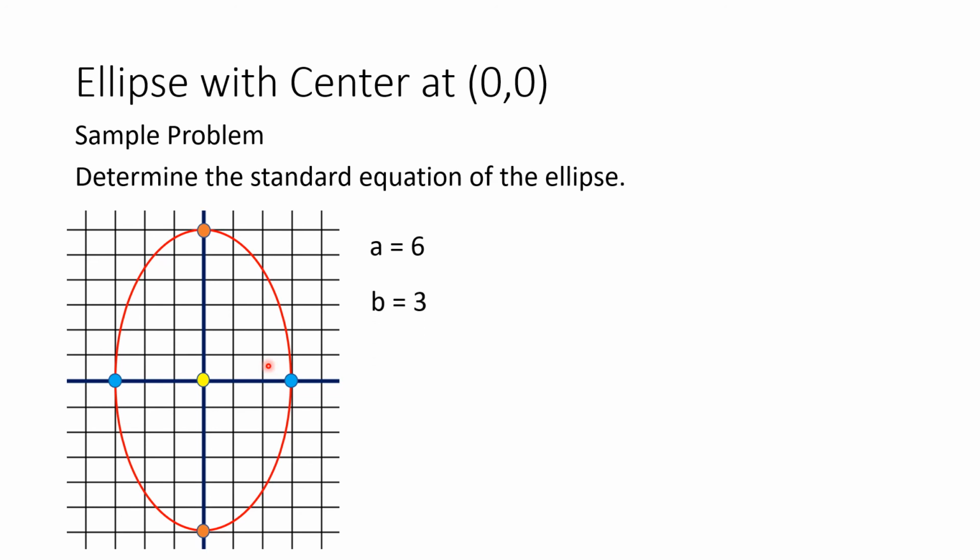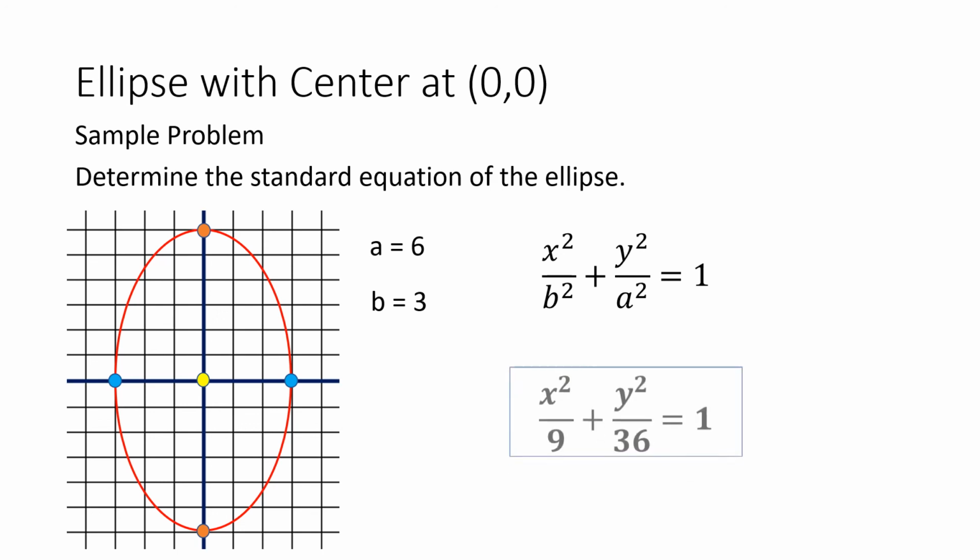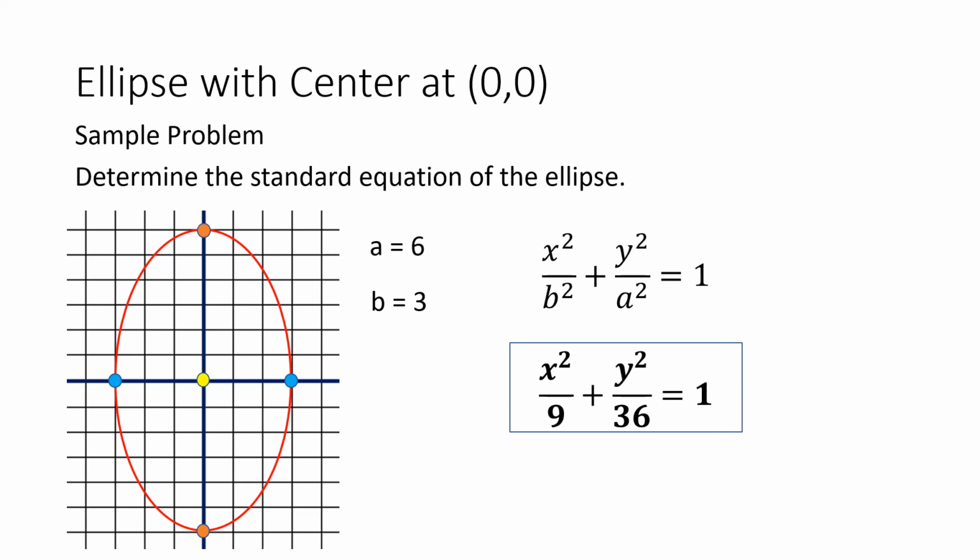So simply plugging in the values using the standard equation of ellipse with the y-axis as the major axis, we have x squared over b squared plus y squared over a squared equals 1. So b squared will be 9 and a squared will be 36. So the standard equation now will be x squared over 9 plus y squared over 36 equals 1.